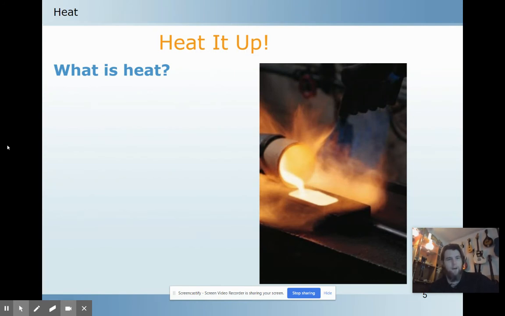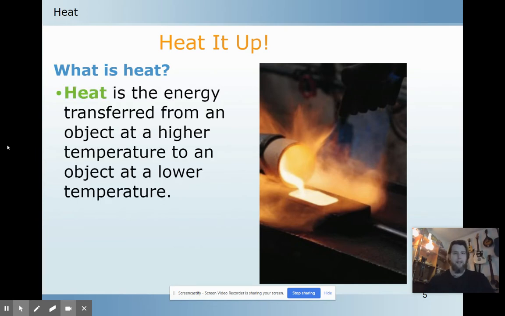So when we talk about heat, it's like a lot of things in this class, it's something we talk about all the time. We're very familiar with the term, but in terms of what it actually is and what it represents, you'll be surprised at how involved it gets. So heat is just the energy transferred from an object at a higher temperature to an object at a lower temperature. Now, this is very important because this is a rule of thermodynamics that says heat can only transfer from a hotter body to a cooler body.